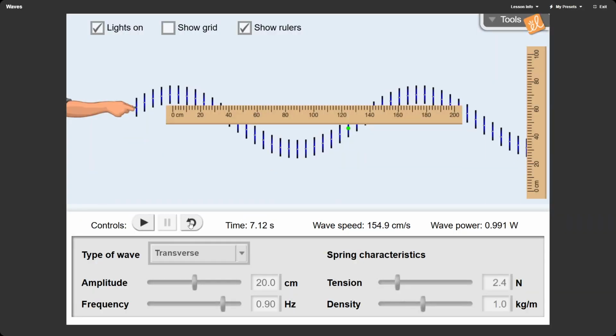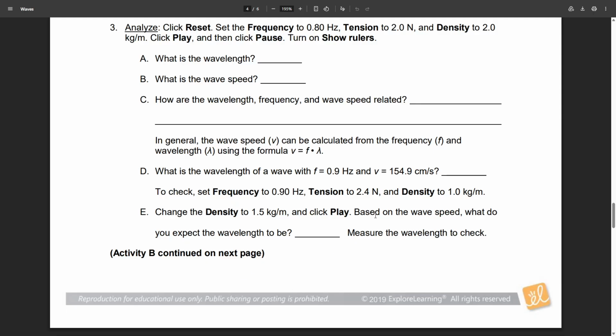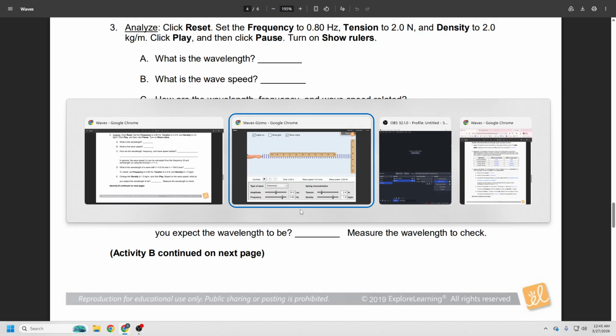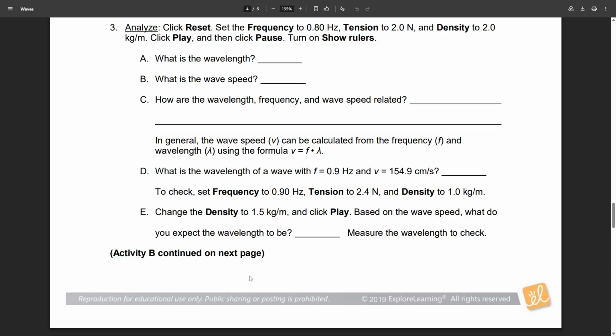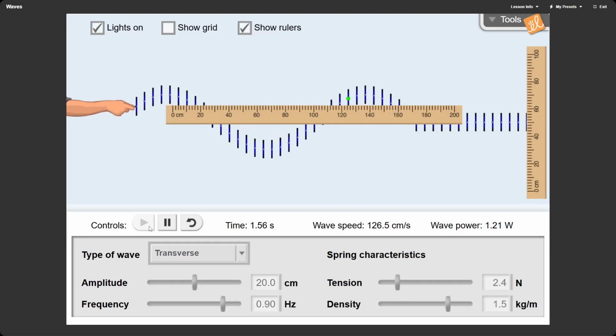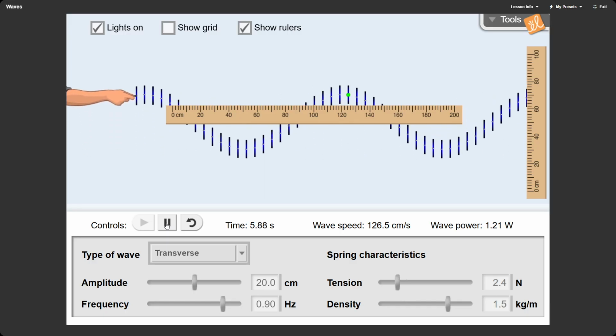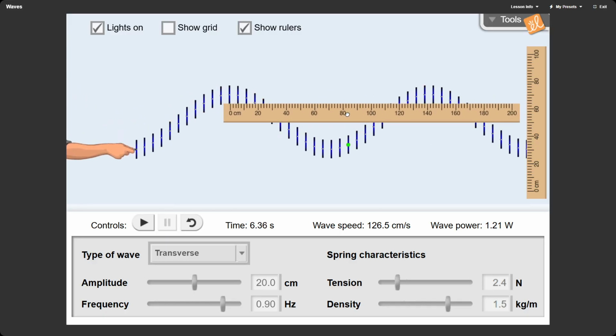Go density, let's reset. Density is 1.5, and the frequency is 0.9 still, and your tension is the same. You can play it. Once you're done, you want to pause it. When you see two crests, put your ruler pretty much in the middle of one crest, and you should see that it is more than 120 and that's less than 160, so it'll be in this area for you to do. All right, that is first page of part B.